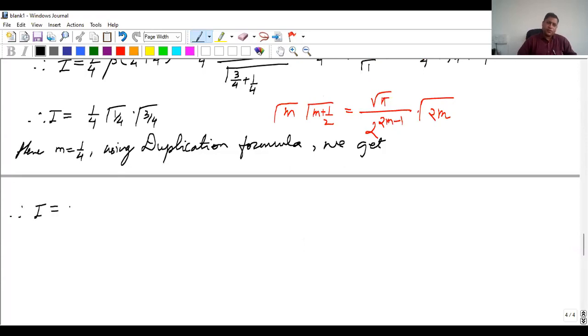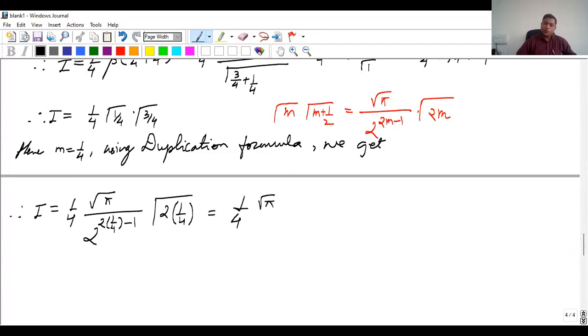So for this step, we have m is equal to 1 by 4, and hence we can write I is equal to 1 by 4. This m is going to be 1 by 4. So what we get here is root pi upon 2 raised to 2 into 1 by 4 minus 1, and this is gamma of 2 into 1 by 4. So we can simplify this as 1 by 4 root pi, and this term will have 2 raised to minus half, and this is gamma of half.